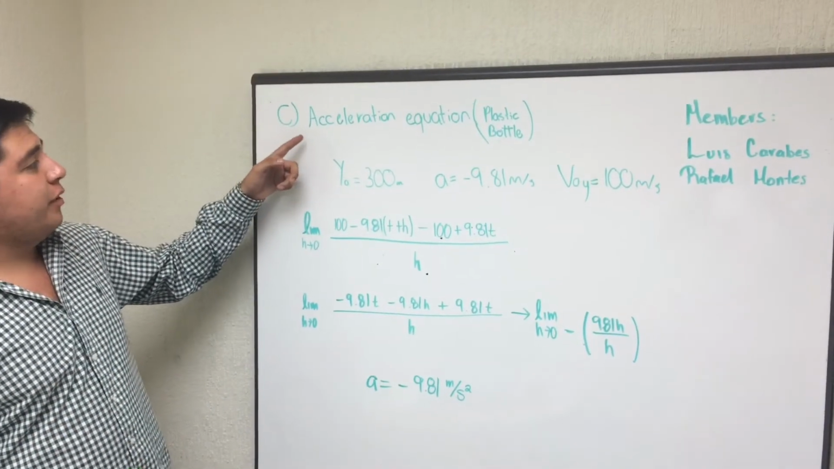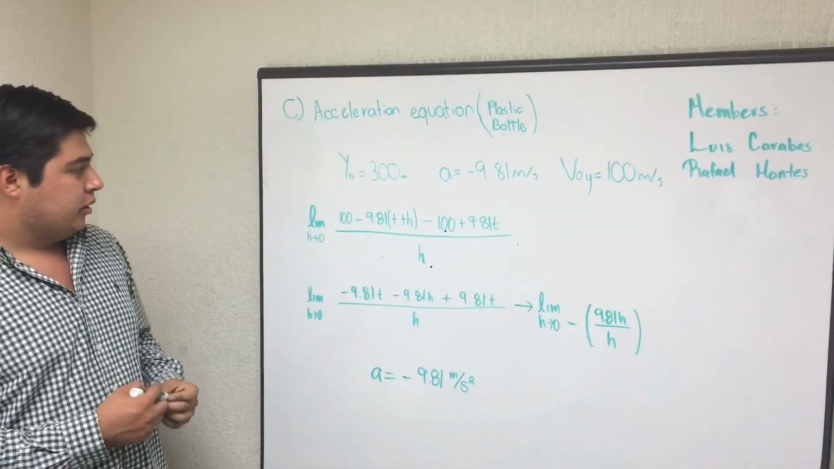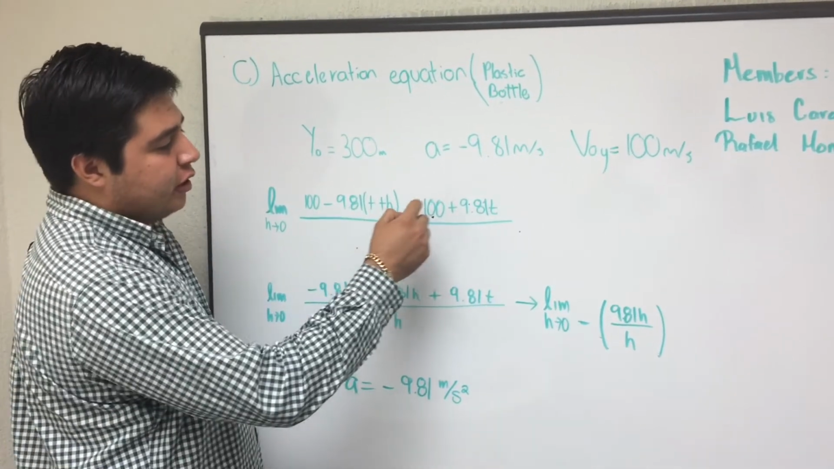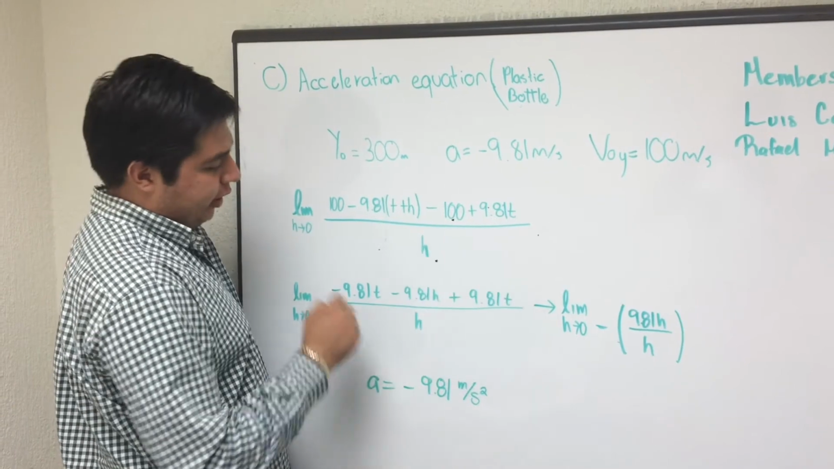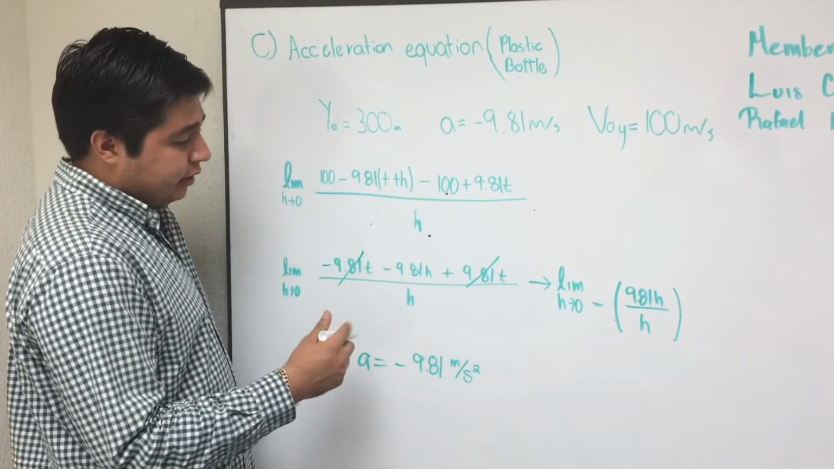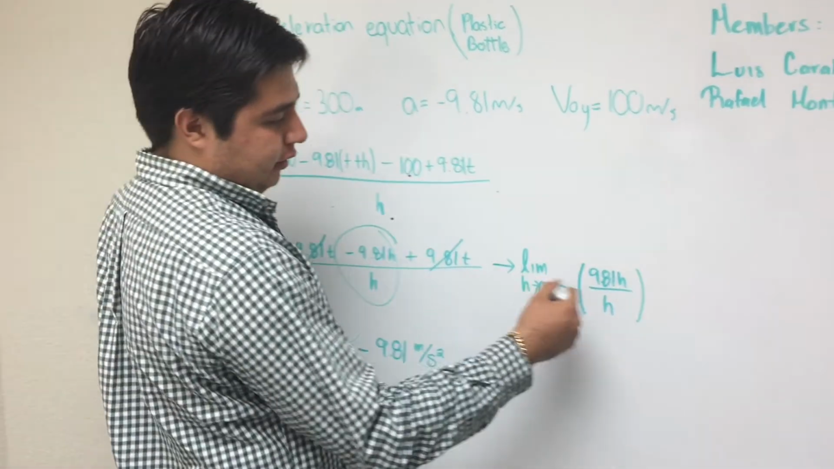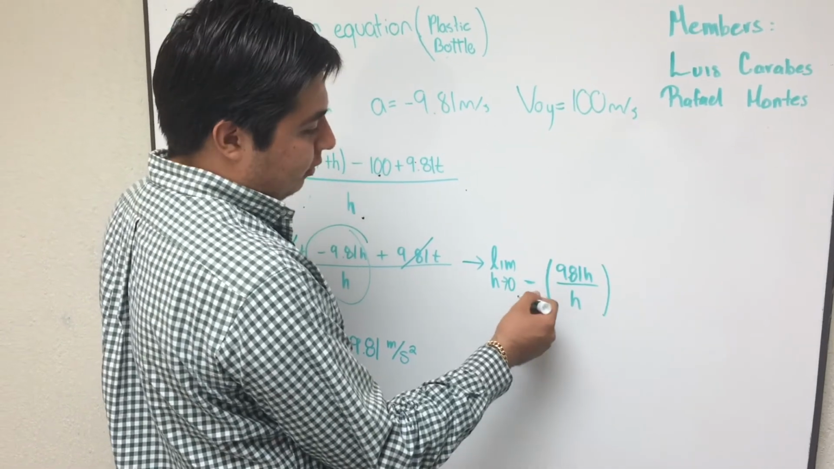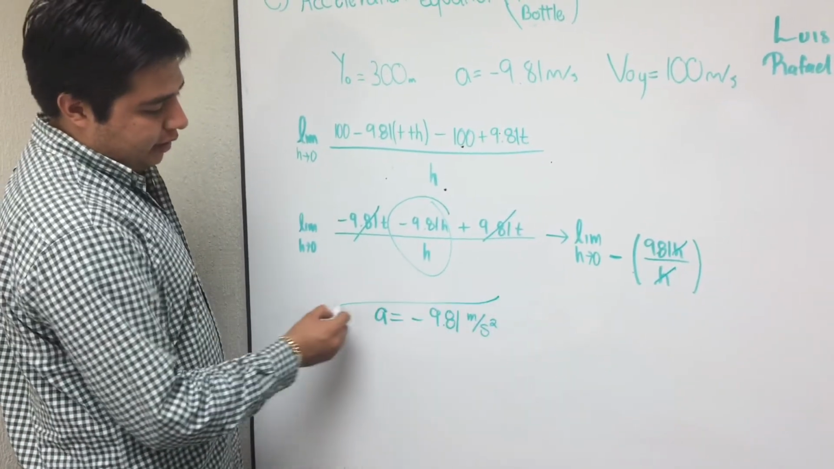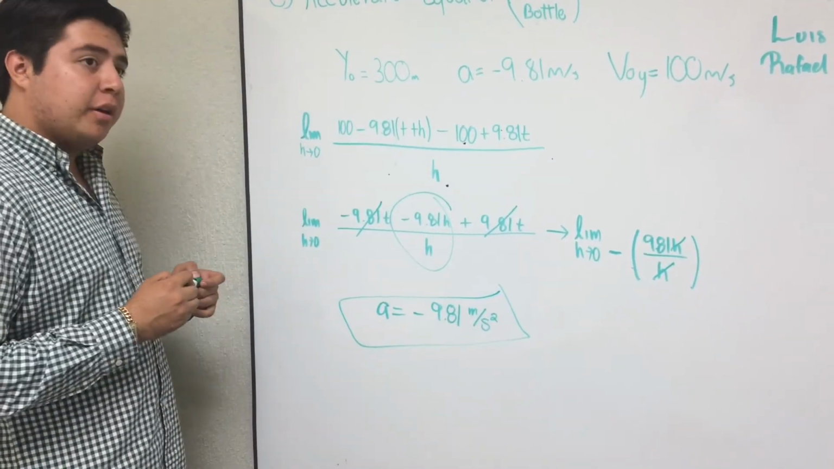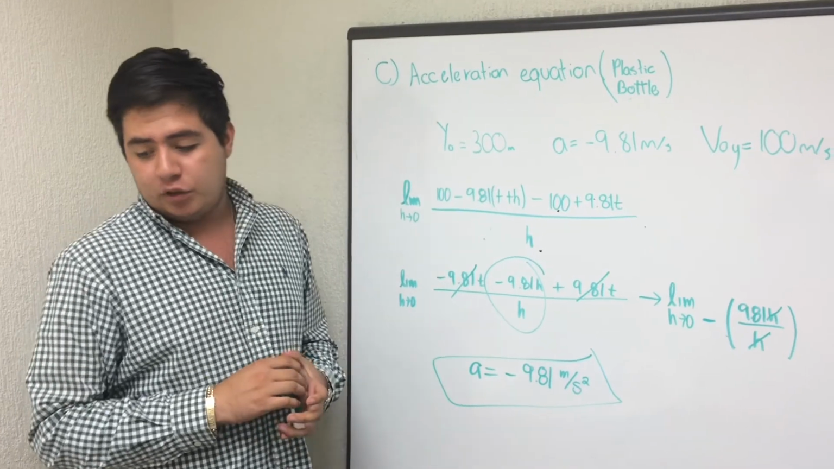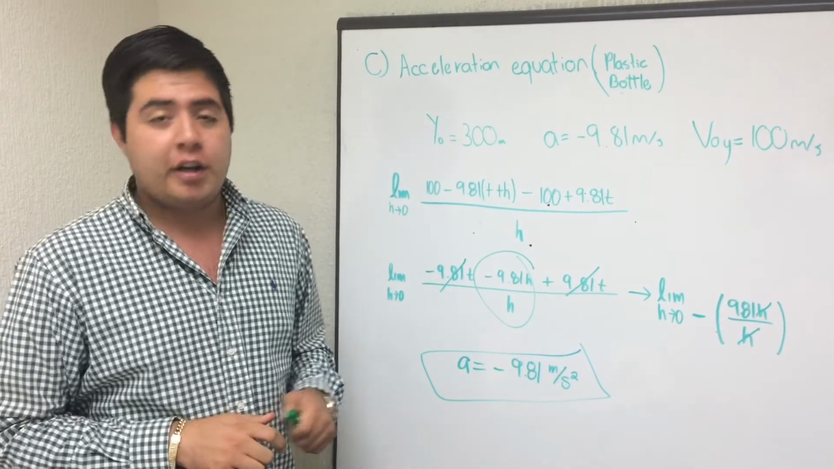Then the next step is to get the acceleration equation of the plastic bottle. We have our values here: 100 minus 9.81 times t plus h, minus 100 plus 9.81t, over h. Then we solve. This goes with this because it's the same but with a different sign, and then we only have this that is in this equation. We take out the negative sign so we can simplify the equation, and at the end we get that a is equal to minus 9.81 meters over second squared. We know that the acceleration is a constant value because there is no other force or acceleration to modify this value, which is the gravity.